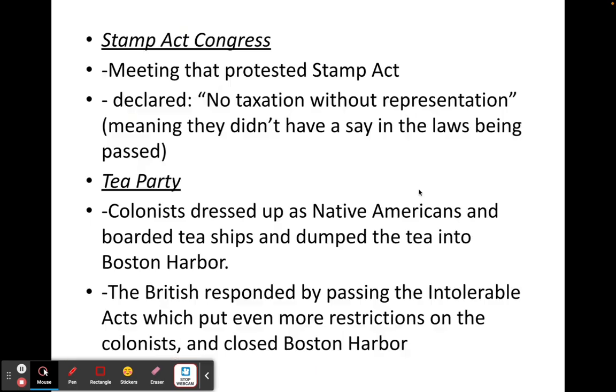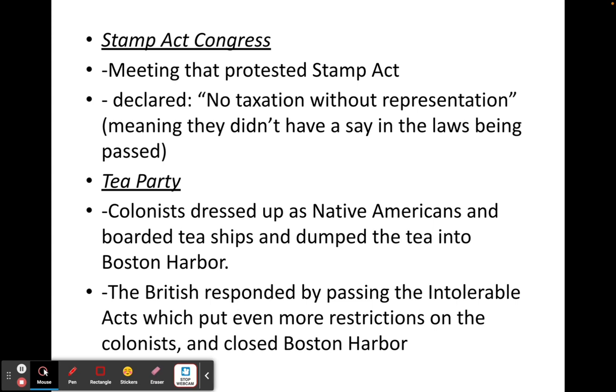Okay, so there's a couple of other ways that the colonists respond. They get together a meeting to protest the Stamp Act. And at this meeting, they said, it's not that we don't want to pay taxes. It's the fact that we don't have a say in any of the laws being placed. So their big battle cry was that they don't want taxation without representation.